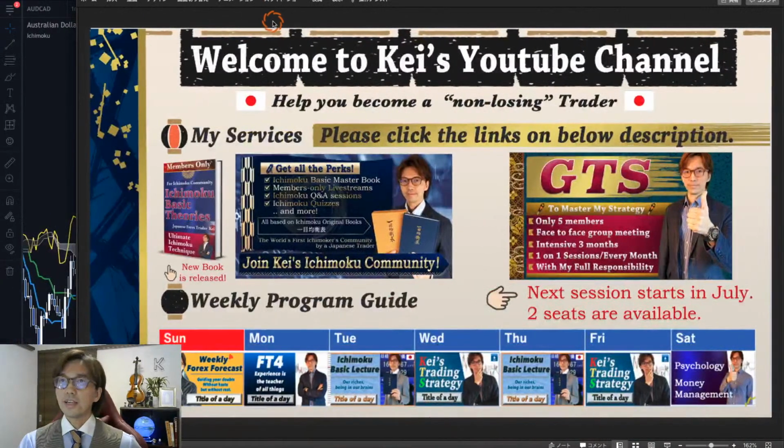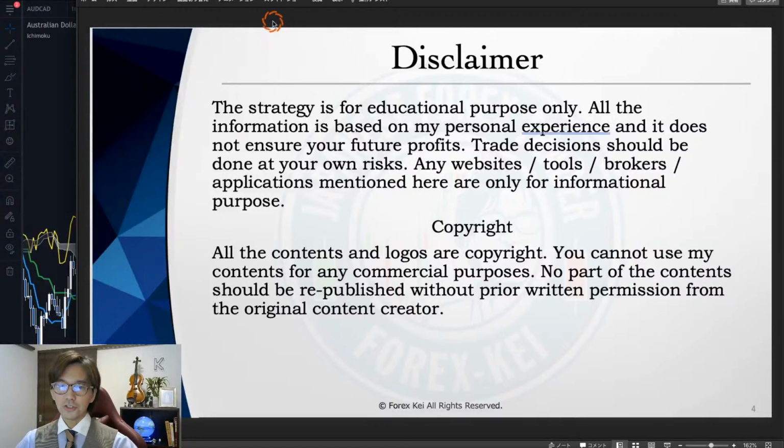Before starting, just a quick disclaimer. This information today is basically based on my own understanding and knowledge. So when you take trades, please do so within risk management.